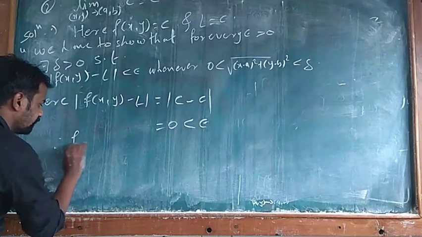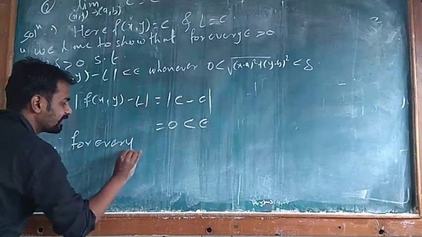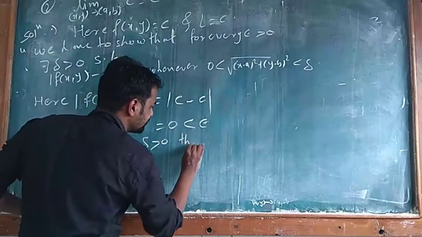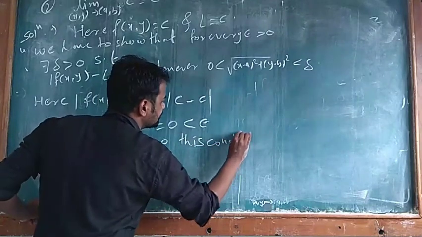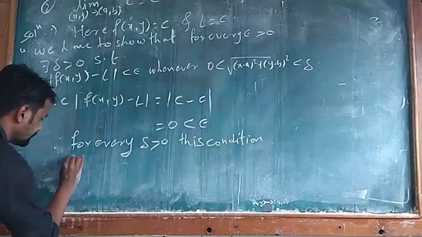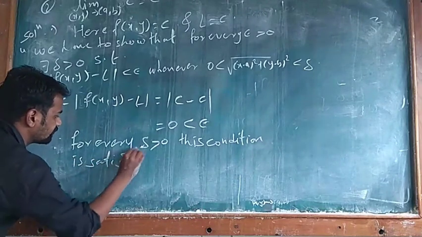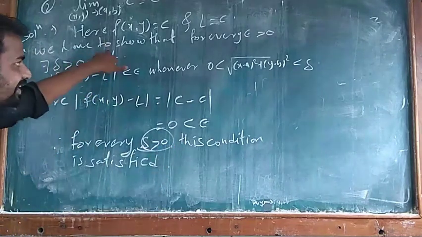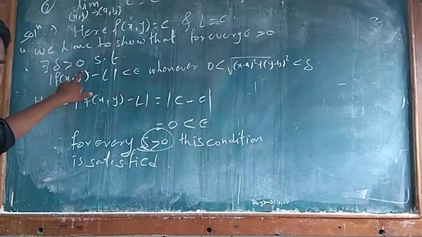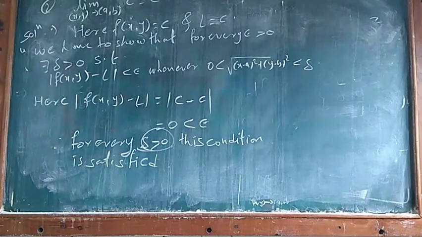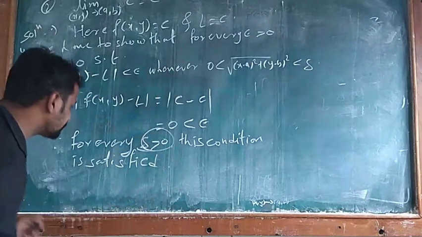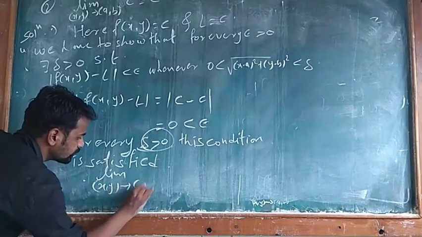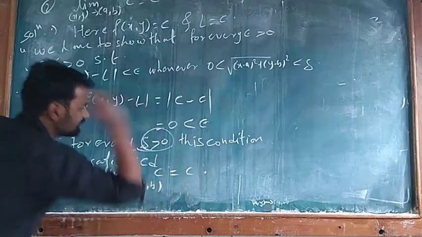Therefore for every delta greater than 0, this condition is satisfied. Therefore, we have for every epsilon greater than 0, there exists delta greater than 0, but in this example, for every delta greater than 0, this condition is satisfied. Therefore, we have limit as (x, y) tends to (a, b) of a constant is equal to that constant.